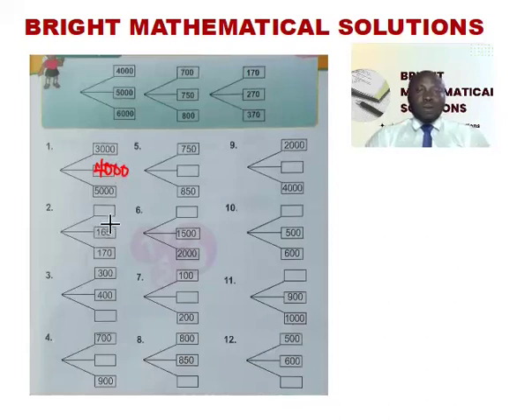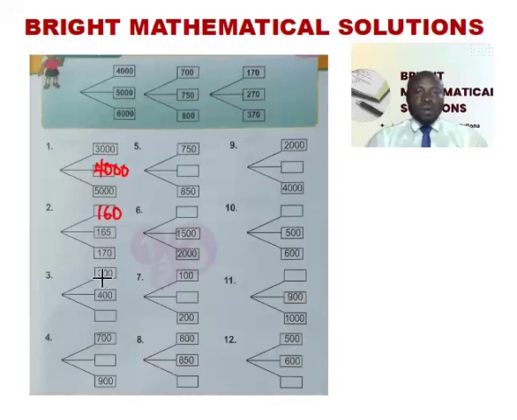Now to the second one, we have 165, we have 170. So the difference between the second and the third is 5. So if we subtract 5 from 165, this will give us 160.